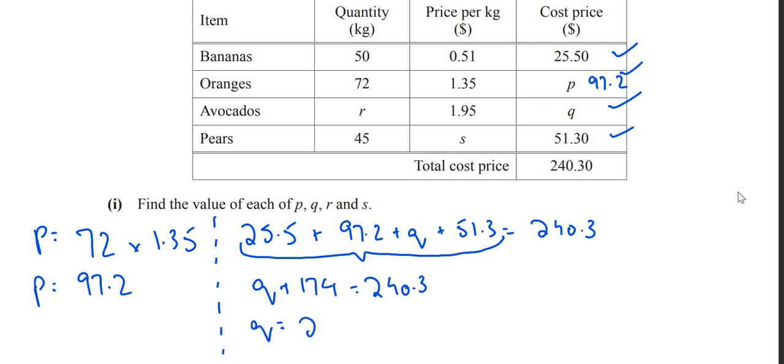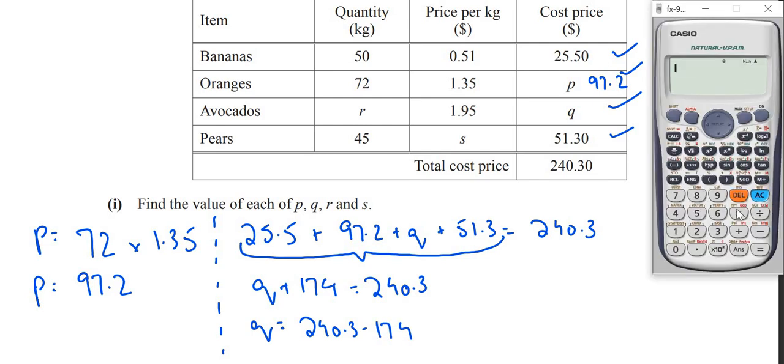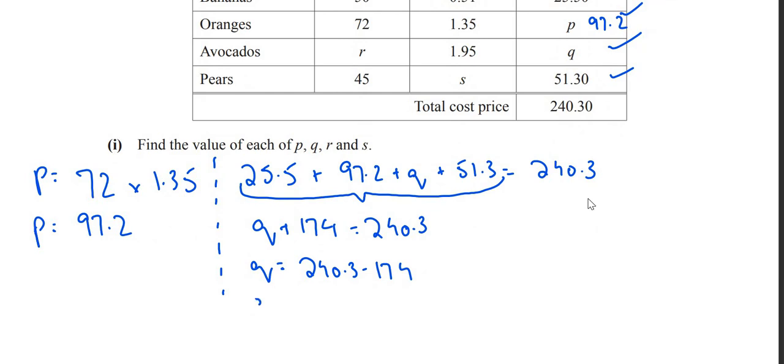Q is equal to 240.3 minus 174. So we will do 240.3 minus 174, we get 66.3. So the value of Q is $66.3. So that's how we got Q, 66.3.